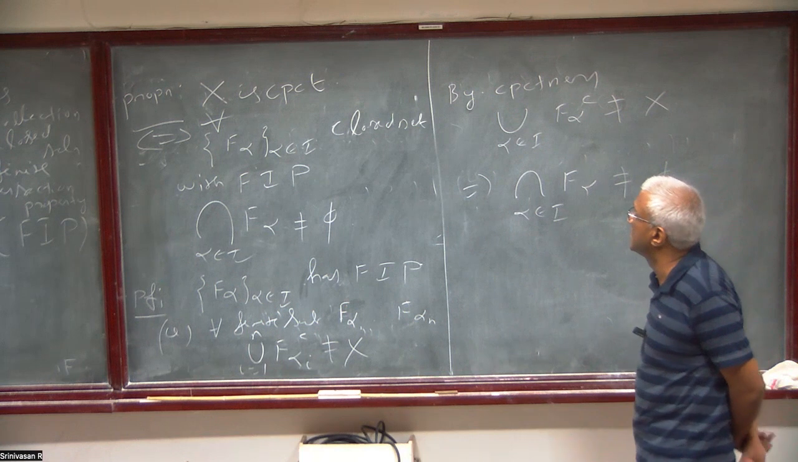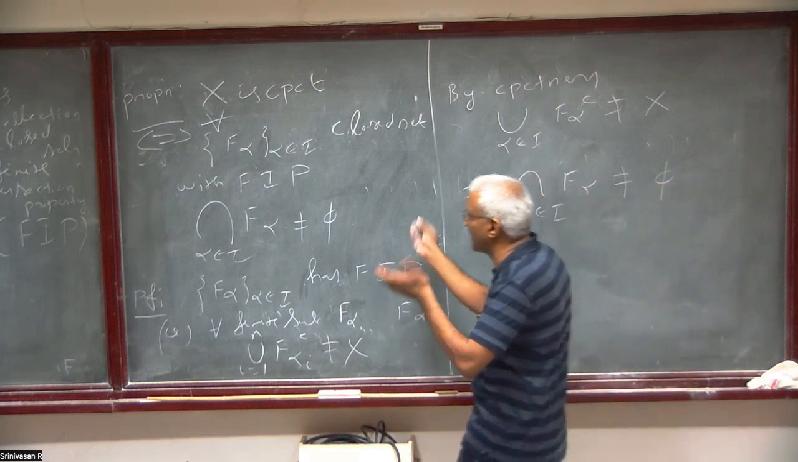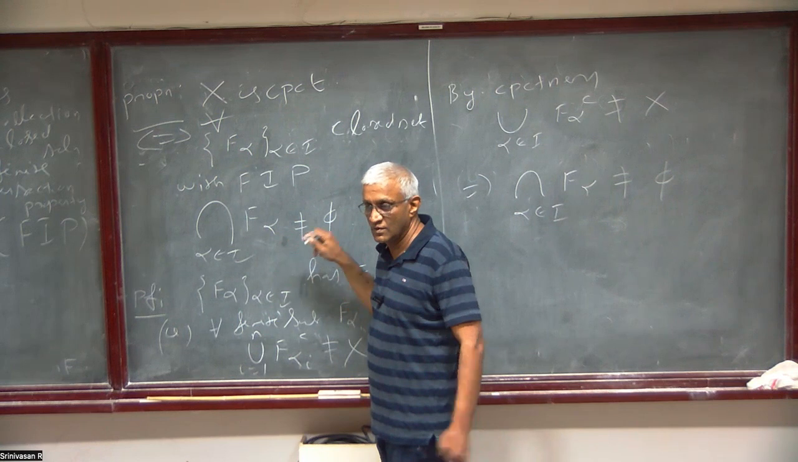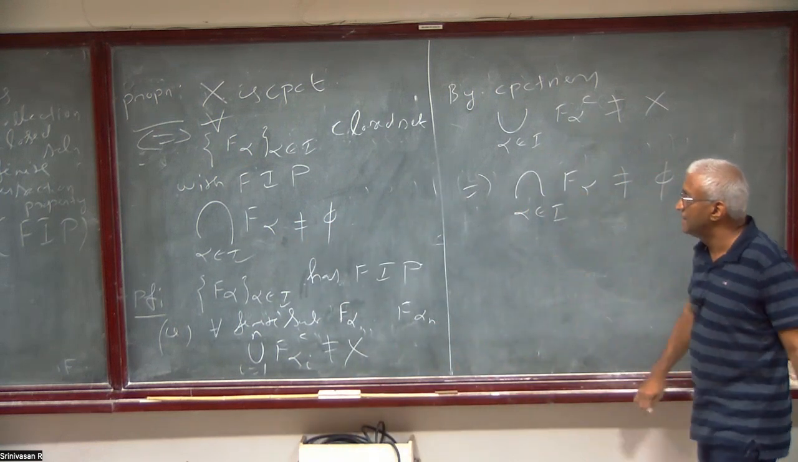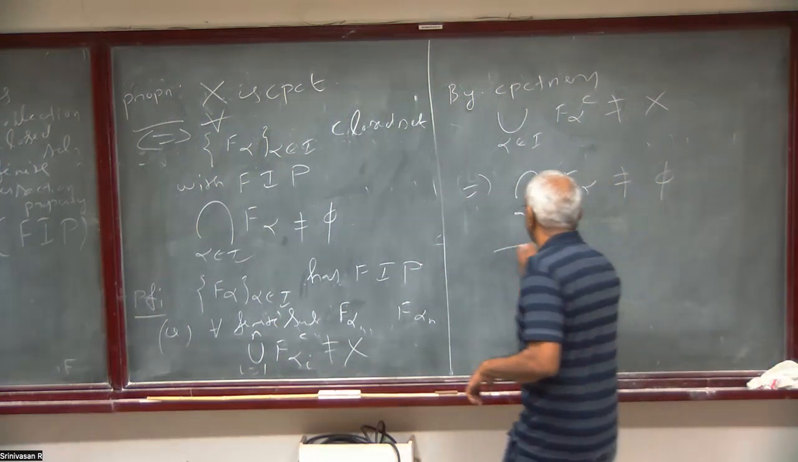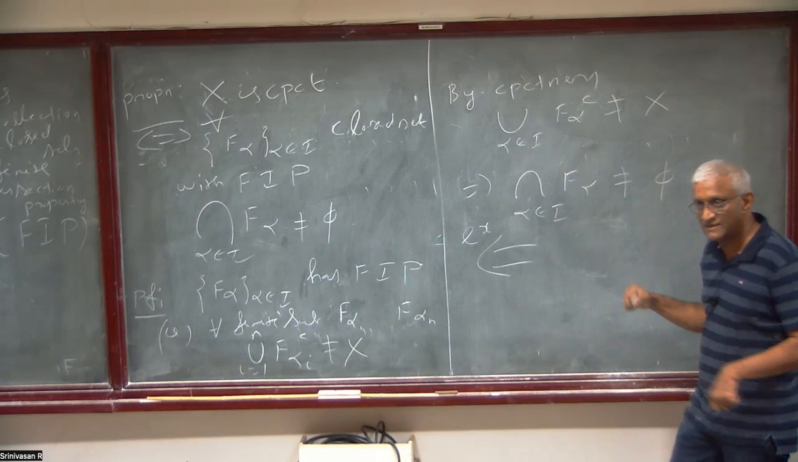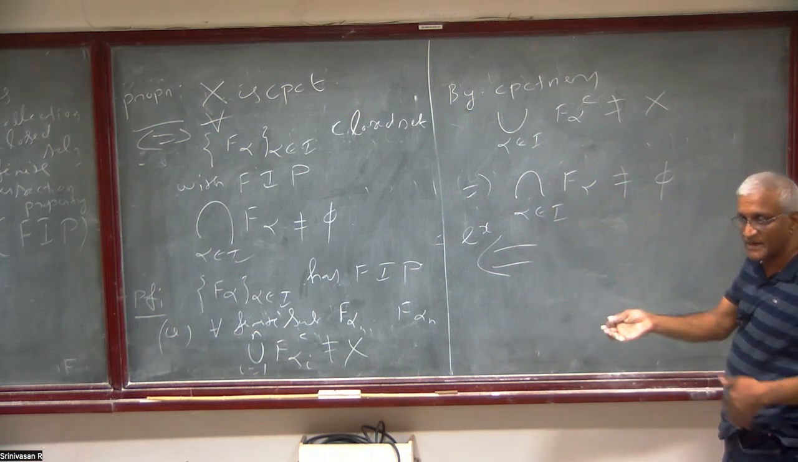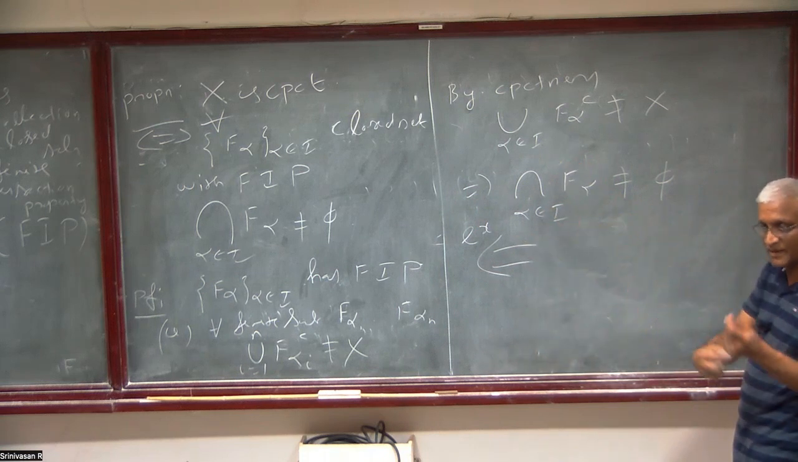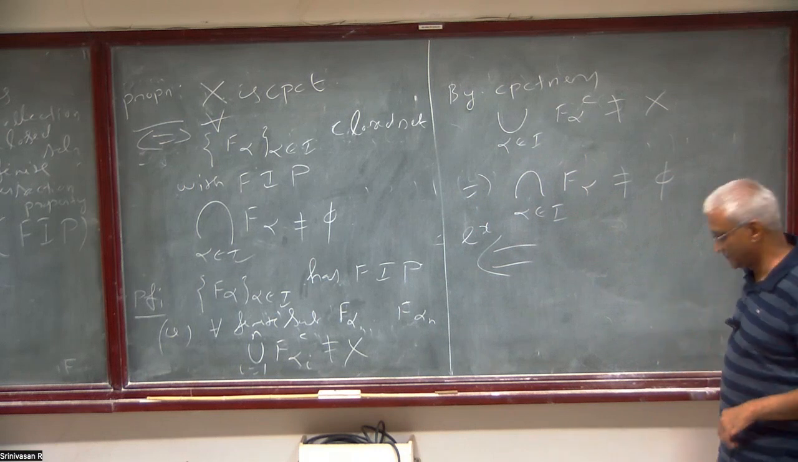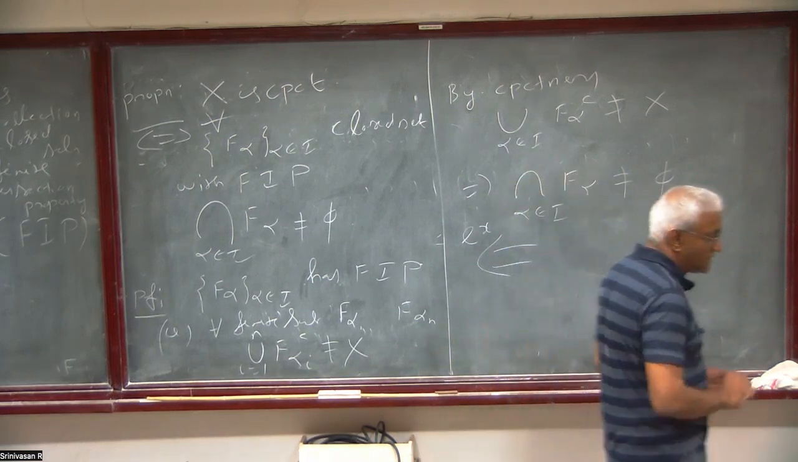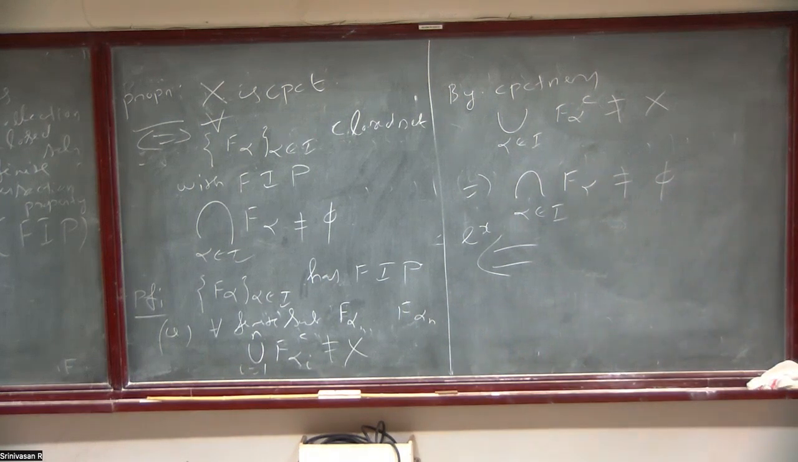Is the other way also clear? Other way, suppose every F alpha satisfying the finite intersection property satisfies this. Then it will satisfy this condition, right? Otherwise it is an exercise. Same argument, nothing new. You are using the other statement of compactness, the equivalent definition of compactness. Just use that and you will get it. So this is the formulation of compactness using the finite intersection property.